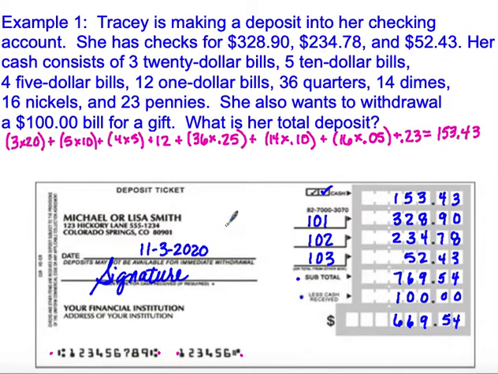Now, some of these funds won't automatically be able to be withdrawn from the bank because of their pending check status, but you might be able to take out some of it. So the bank will let you know if you can take any money out. So that's how you fill out a deposit ticket.